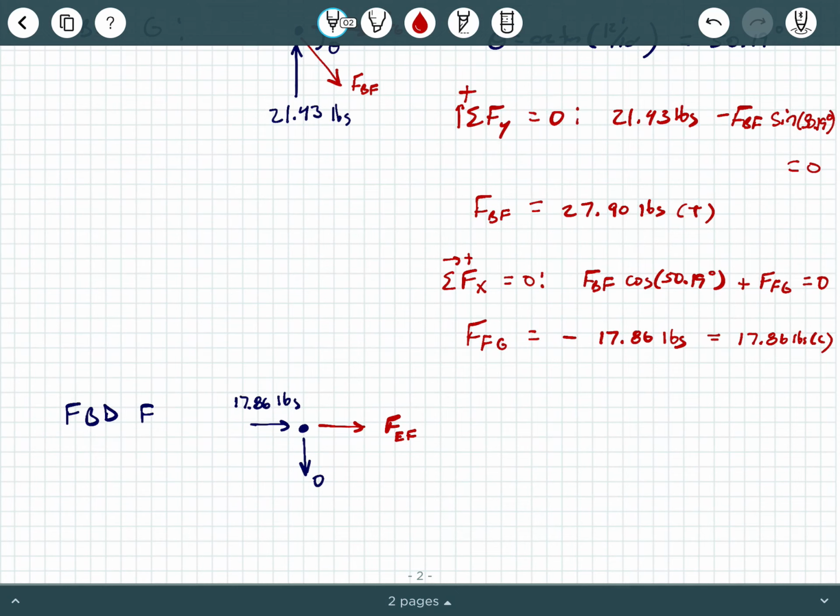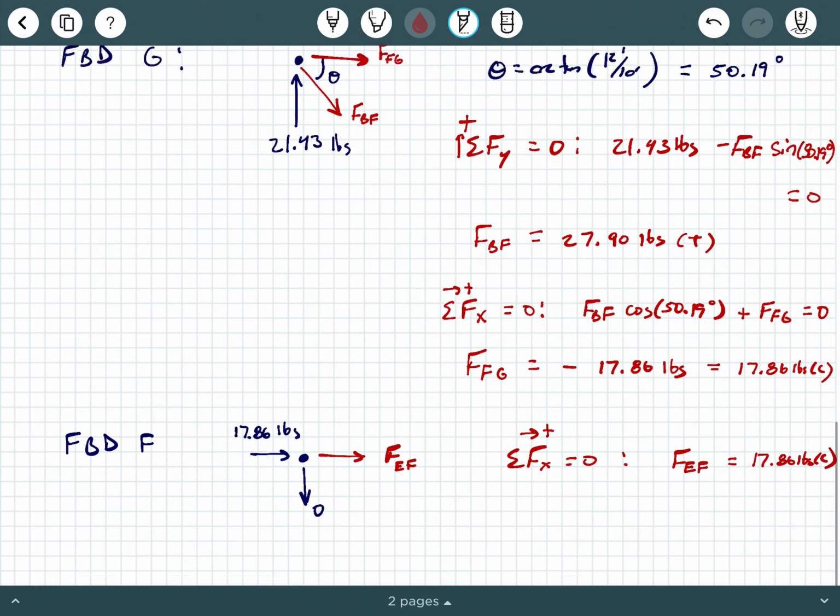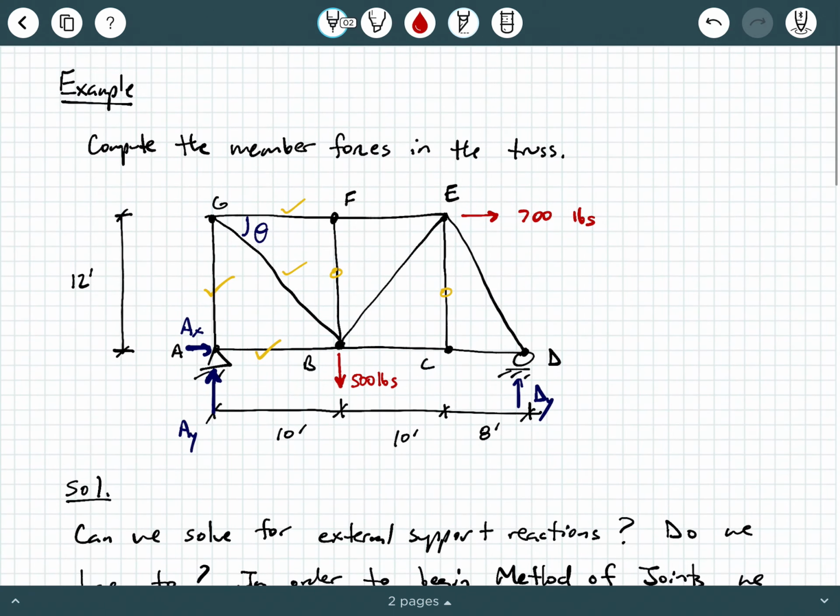FEF. Now, this one should be pretty straightforward. If you sum forces in the x direction equaling 0, hopefully you can clearly say that FEF is equal to 17.86 pounds, also in compression. If you can't see that, show another step of calculation, but it is the same magnitude, and it's pointing at the joint right there. Again, that joint must be in equilibrium, so equal and opposite forces. So I'm going to check this off now.